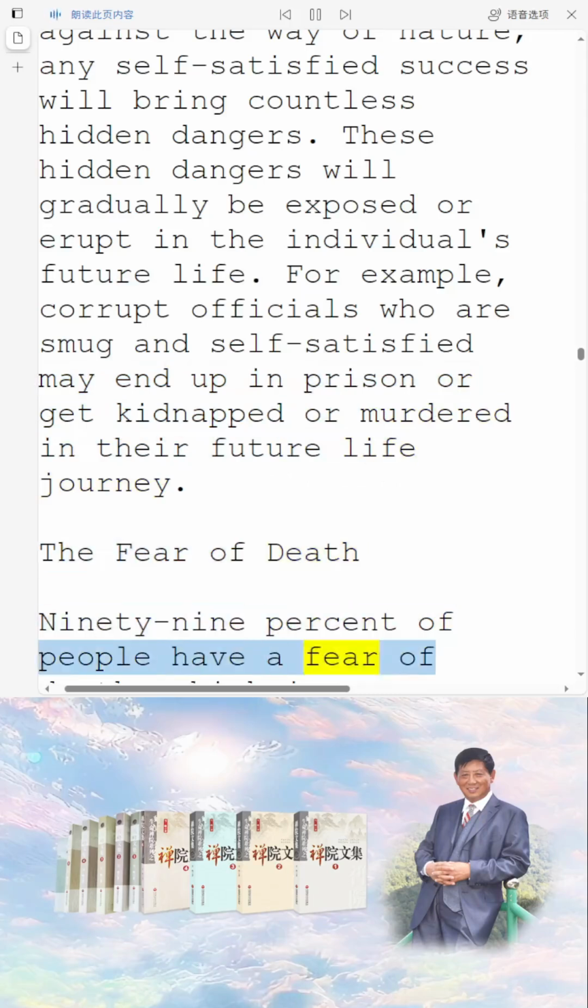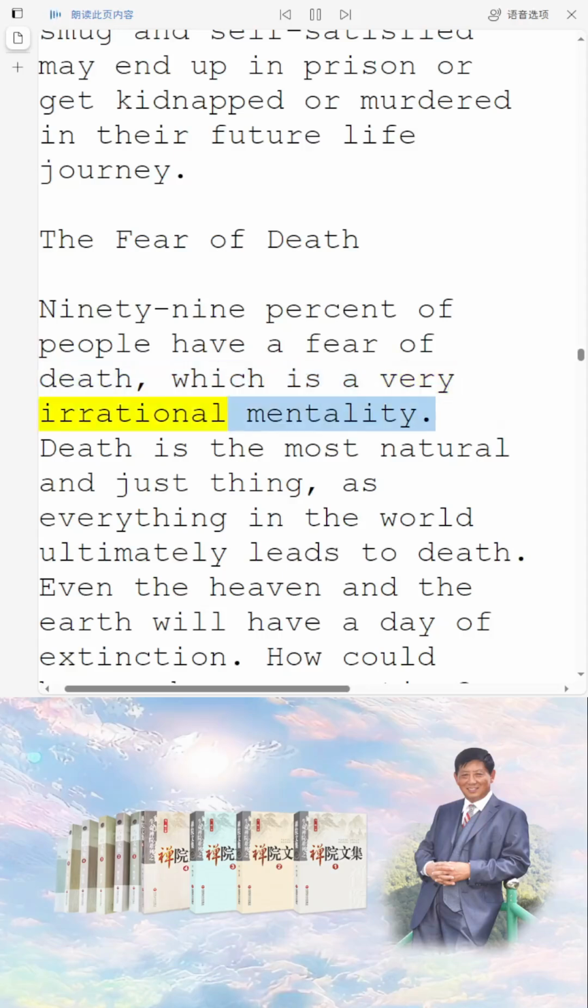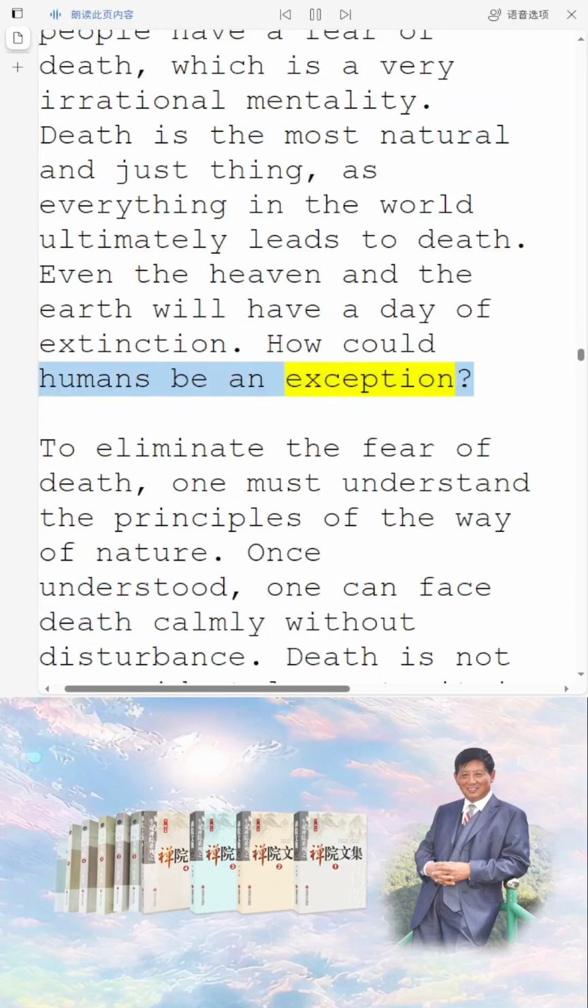The fear of death. 99% of people have a fear of death, which is a very irrational mentality. Death is the most natural and just thing, as everything in the world ultimately leads to death. Even the heaven and the earth will have a day of extinction. How could humans be an exception? To eliminate the fear of death, one must understand the principles of the way of nature. Once understood, one can face death calmly without disturbance.